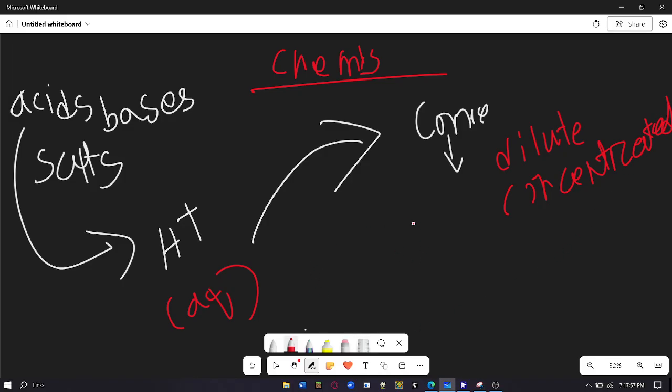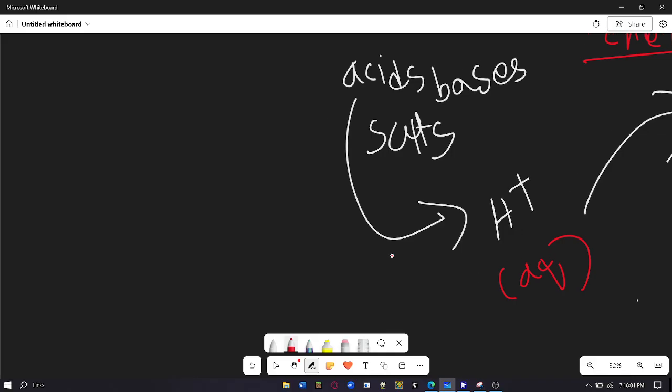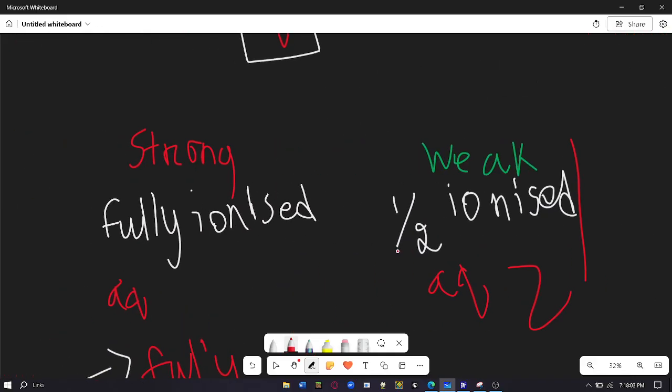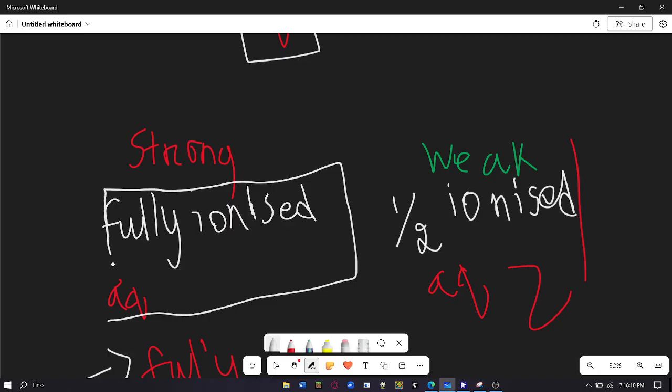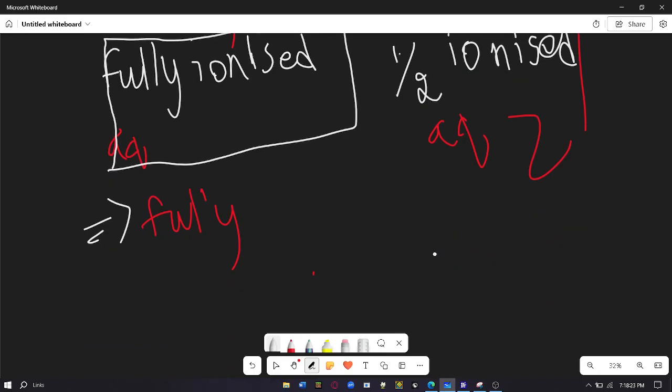Now, let's talk about strong and weak acids. I have a few points here. Strong acids are fully ionized in an aqueous solution. Remember, again, please mention aqueous solution or marks will be deducted. Weak acids are partially ionized. Please write partially ionized, do not write half ionized, that's wrong. Write partially ionized in an aqueous solution. And then the next point is they fully dissociate.